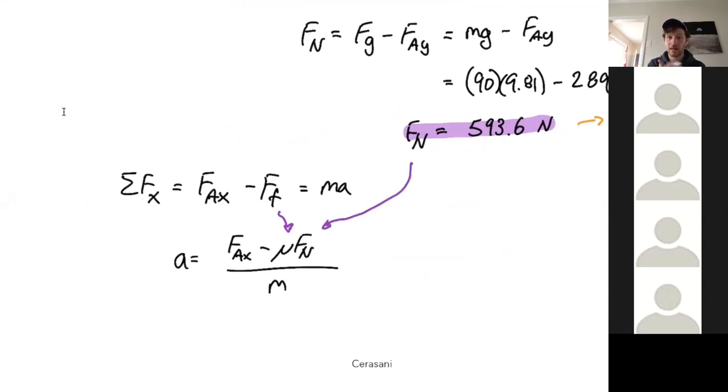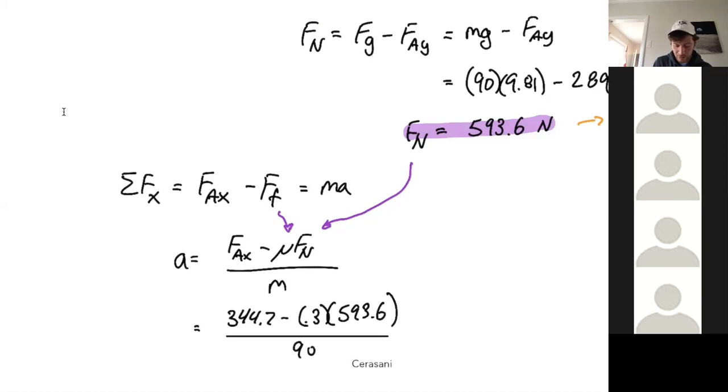And we already found our normal force. Our normal force came from that, see how it's all connected? So we know everything here. This acceleration is going to be my applied force, which is 344.7 minus 0.3 times our normal force of 593.6, all divided by this 90 kilogram mass, which means the acceleration is a beautiful 1.85 meters per second squared. Again, not done, but we're there.